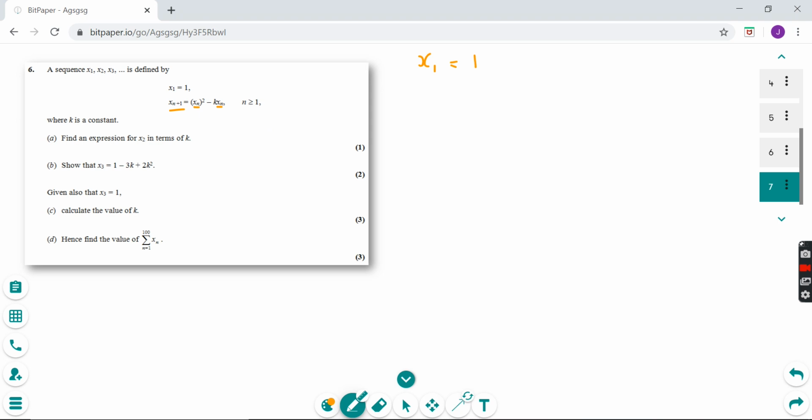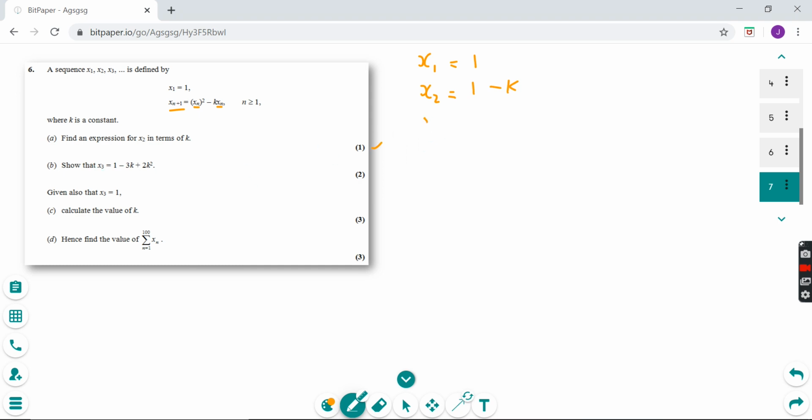So, if that's x1, how do I get x2? I take the one before, which is 1 squared, minus k lots of the thing before. That's also 1. So that's 1 minus k. Okay, that's my first mark.